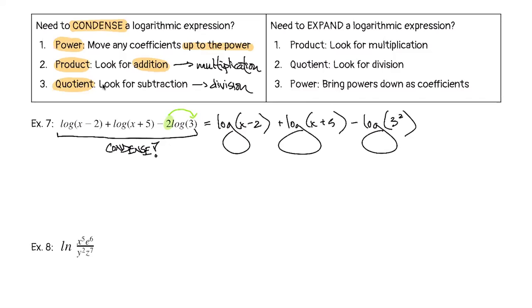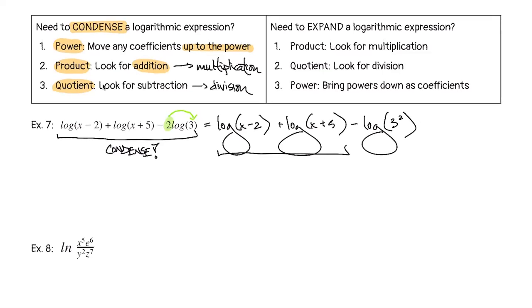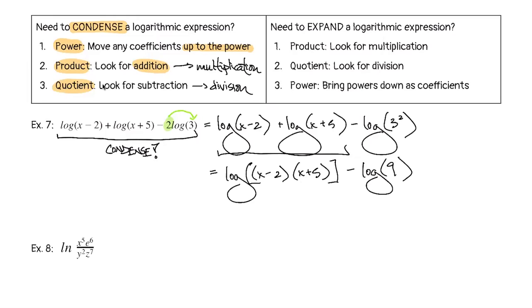All right, next I'm going to look for any addition. When I see the addition, I can condense that into a single log by multiplying the two things that are being logged. So I scan through, I notice I can use my product property here, and that's going to give me log of x minus 2 times x plus 5, and then minus log of, you can write this as 3 squared or 9, it doesn't really matter. Okay.